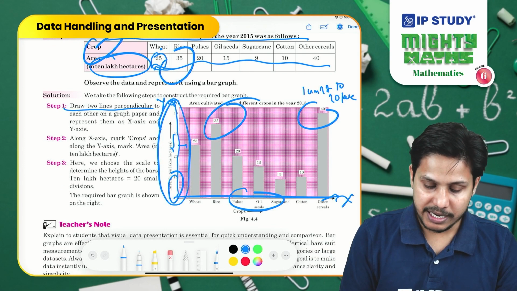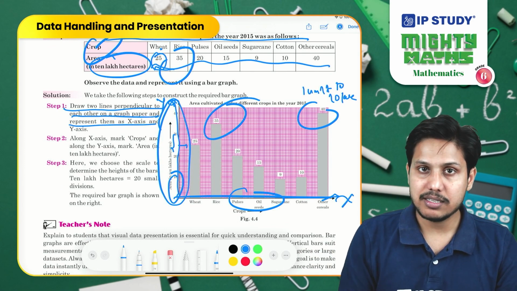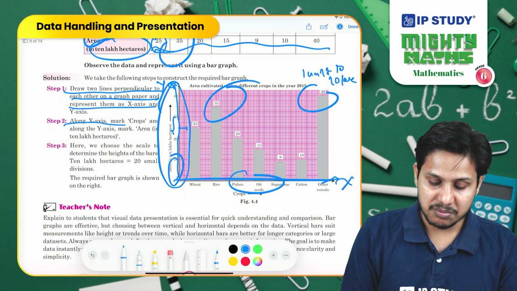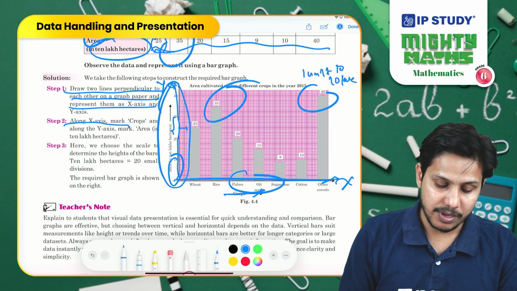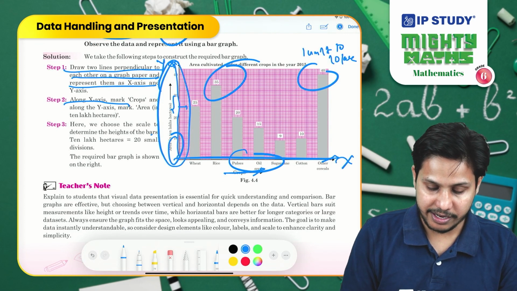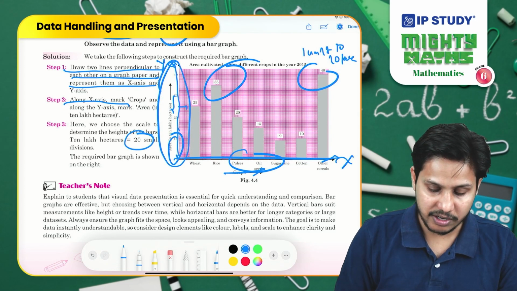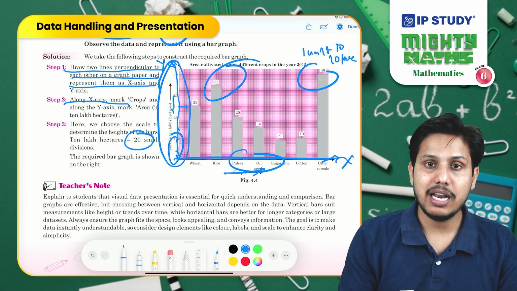Draw two lines perpendicular to each other on the graph paper and represent them as the x and y axes that I have told you. Along the x-axis mark crops. On the x-axis we use the categories, that is crops, and the scale is: for 10 lakh hectares we have 20 small divisions taken over here. It means 20 divisions will represent 10 lakh hectares.